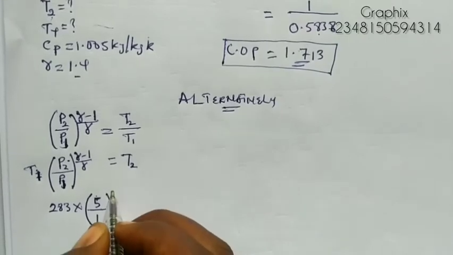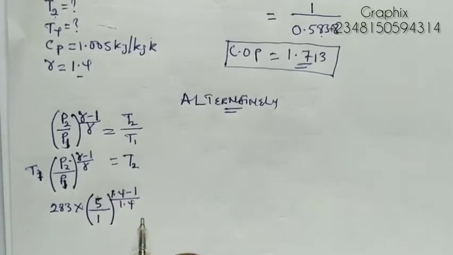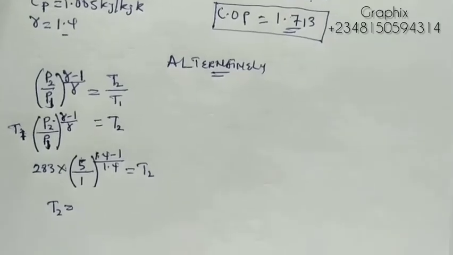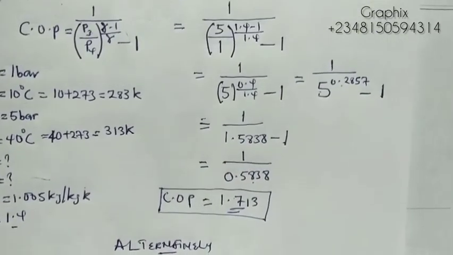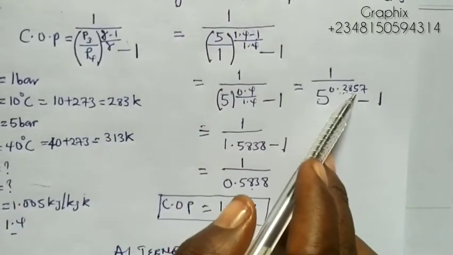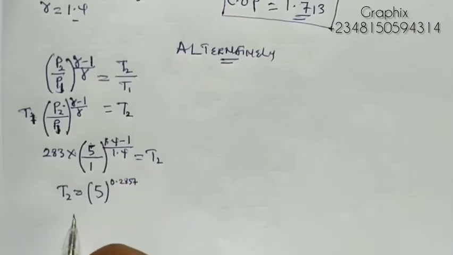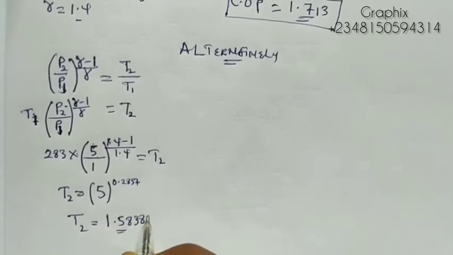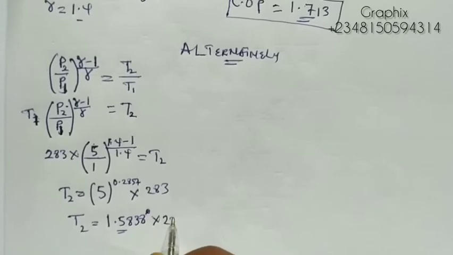Everything is to the power of gamma minus 1 over gamma, where gamma is 1.4, so 1.4 minus 1 all over 1.4. Therefore my T2 will give me 5 raised to the power of, we've calculated this now, everything up here gives us 0.2857. So my T2 is 5 raised to the power 0.2857, and that gives me 1.5838, multiplied by 283.